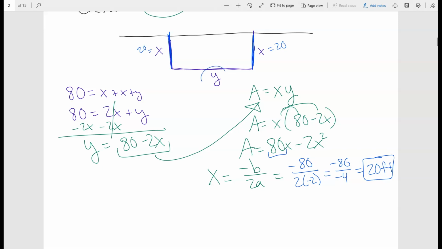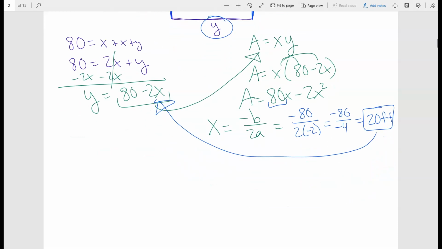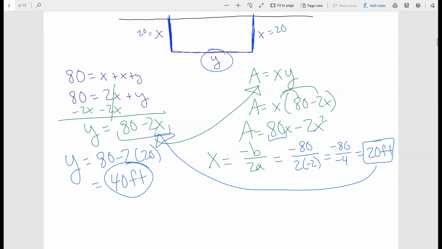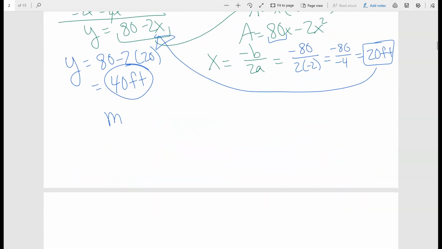How do you find the dimension for the y? Well, what we can do is plug this into our other equation to figure out what y is. So if your x value is 20, your y value is going to be 40. So in order for me to maximize this area, you need the bottom part to be 40 and the sides to be 20. Now, what would be my maximum area? I know the question didn't ask for the maximum area, but we can easily figure it out because that's just the length times the width. All we have to do is multiply the 40 times the 20.